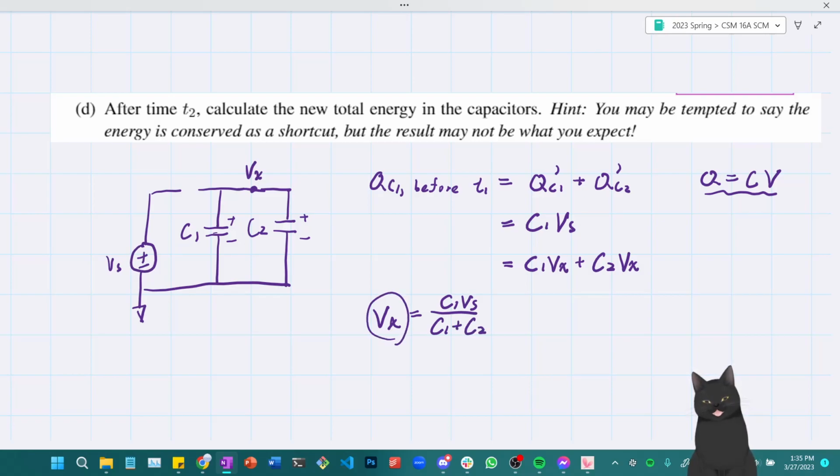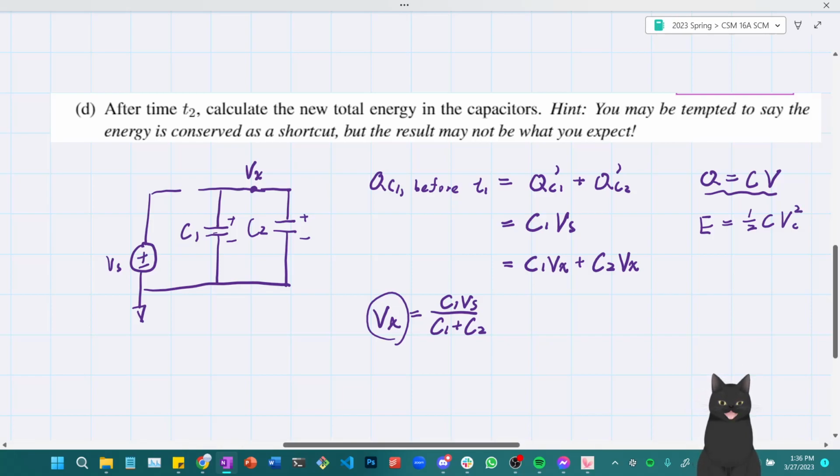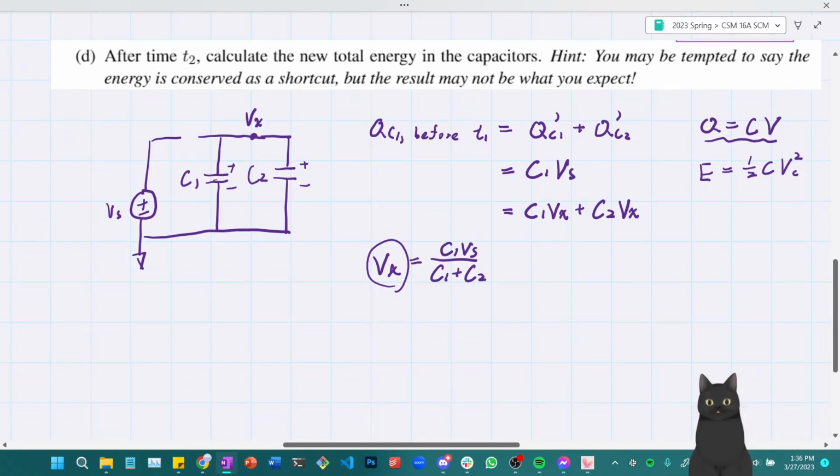So now I have the voltage across capacitor C2, and I know that the energy of a capacitor is equal to 1/2 C V_C squared. Well, now I have the voltage across both of the capacitors, and I have their capacitance. I can just calculate the energy directly. So the total energy is going to be equal to all of the energy stored on any capacitor on the circuit.